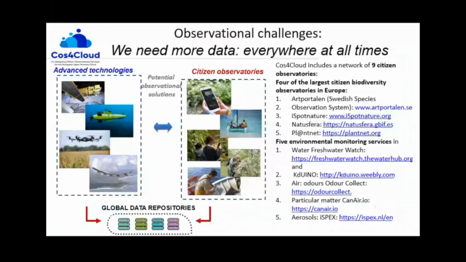The key thing with Cost for Cloud is that it includes 4 of the largest citizen observatories in Europe. This includes iSpot, PlantNet, which some of you probably are familiar with, Natusfera, which is based in Spain, and Artportalen, which is based in Sweden. And PlantNet is French, but of course it is quite global. And interestingly, we're trying to look at how we can look at different technologies and build these services in ways that can address these challenges.